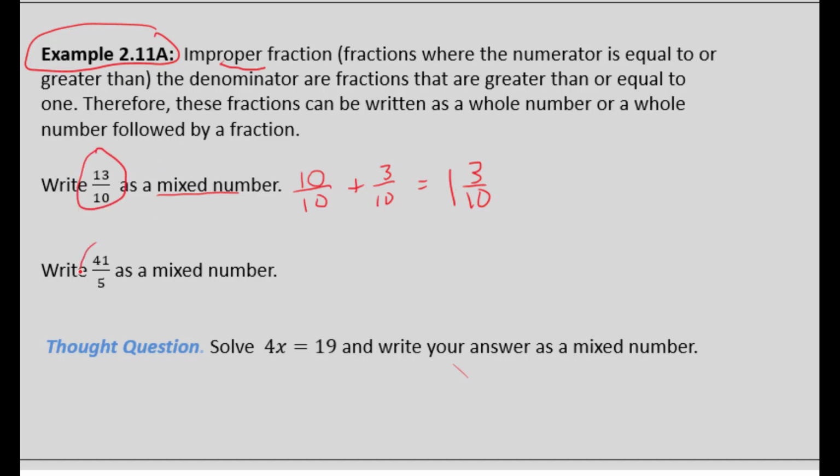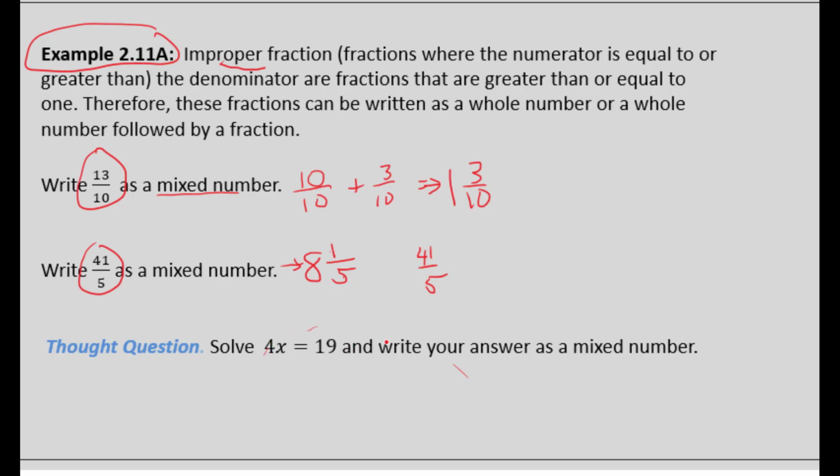Like this, it's a little bit harder to see, but if you go 41 divided by 5, how close can you get? Well, the answer would be 8. 8 wholes, and that would use up 40 of the 41s, and I would have 1/5 left. And you can go the other way and say 8 times 5 is 40 plus 1 is 41 over 5. But we're just going this way. And there's 2 examples of how to do that.